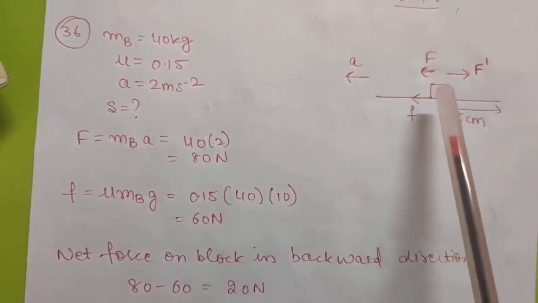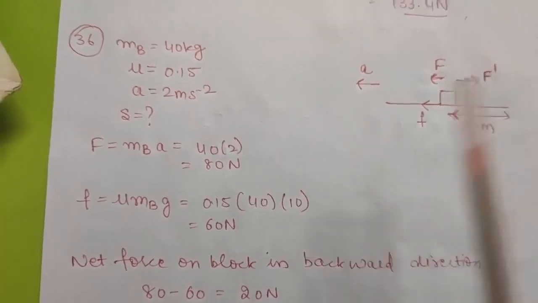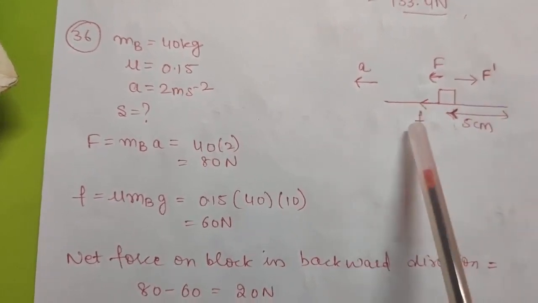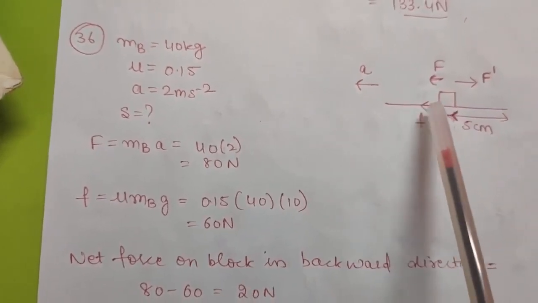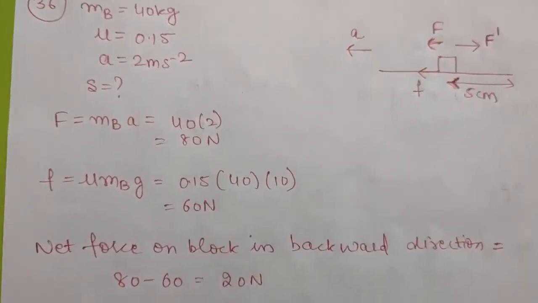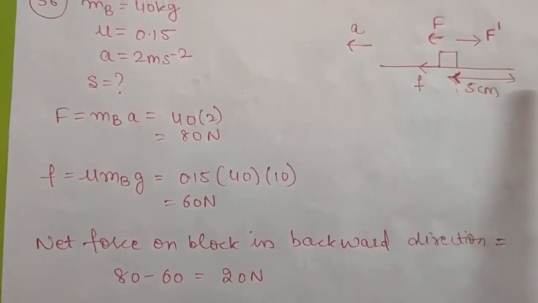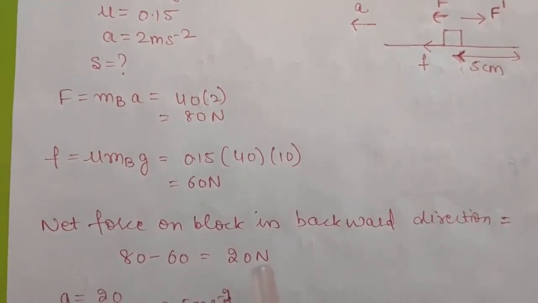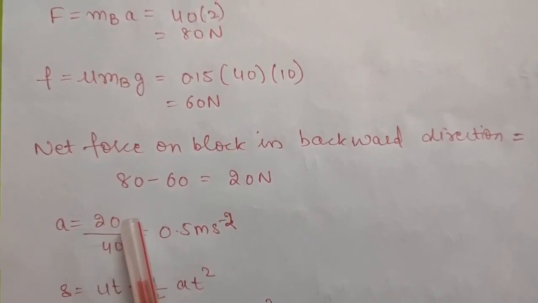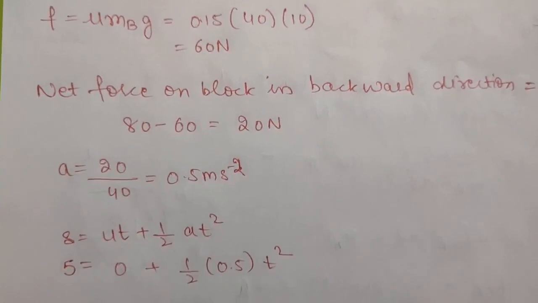Now see, on this block there will be a reaction force equal to 80 Newton towards the back side, and there will be a force of friction towards the right side. Therefore the net force on the block will be 80 minus 60. I am considering this to be the backward direction. That will be 80 minus 60, that is 20 Newton. If this is the net force, then net acceleration of the block will be 20 upon 40, that is F by m, which is 0.5 meter per second square.